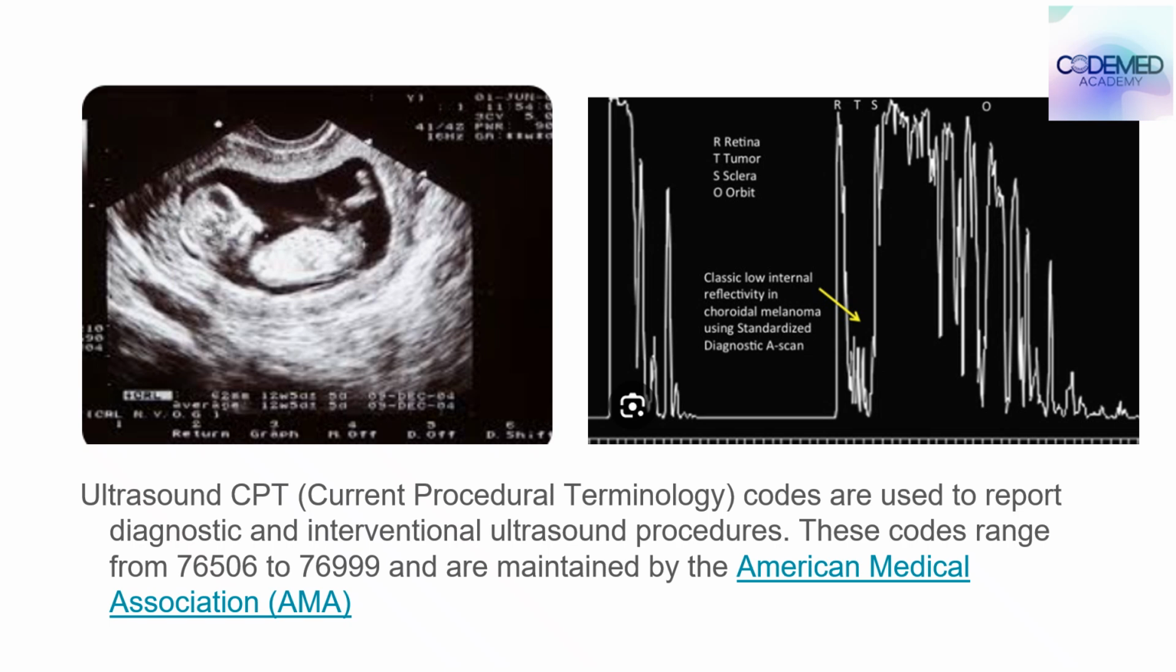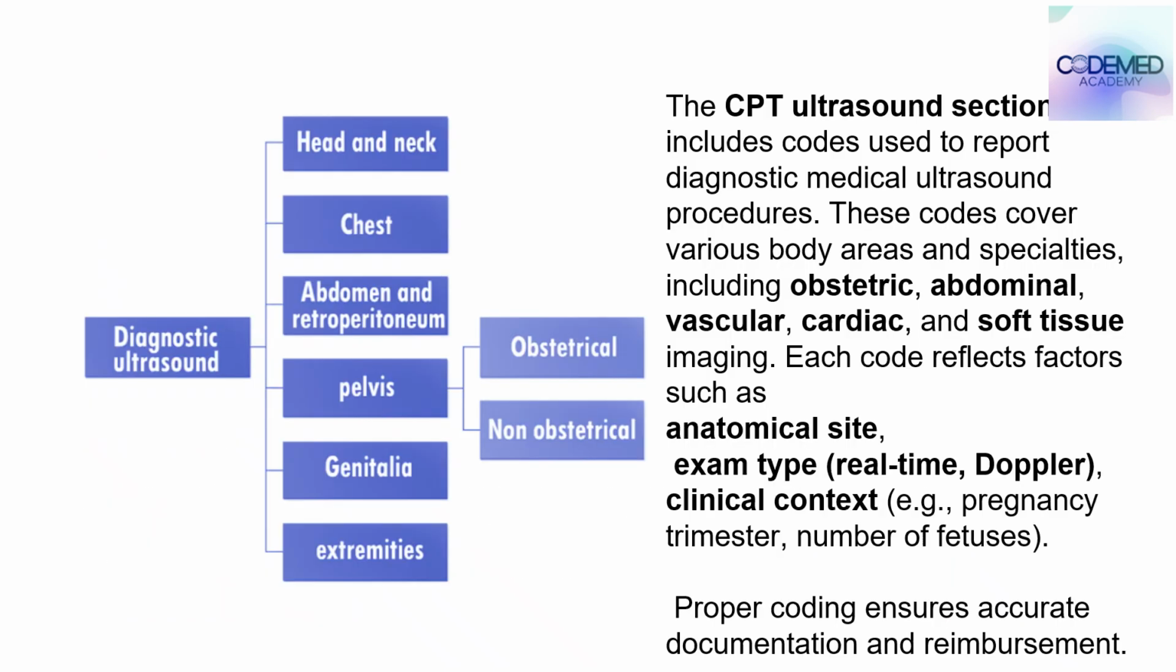So let us begin with the second topic in the radiology section, and that is ultrasound CPT. The codes are used to report the diagnostic as well as the interventional ultrasound procedure, and the code range is 76506 to 76999, and they are maintained in the AMA CPT edition. So if you see the ultrasound section, it includes the codes which are used to report the diagnostic medical ultrasound procedure as well as the interventional.